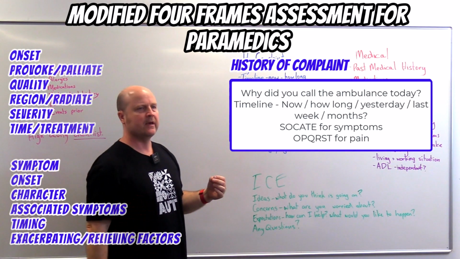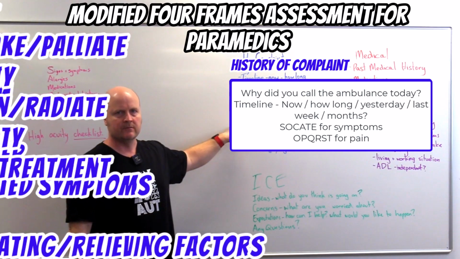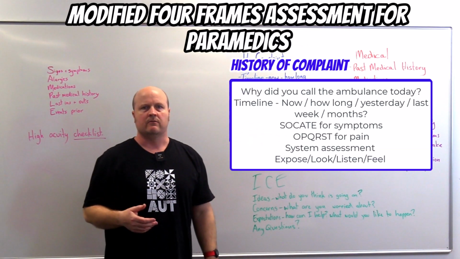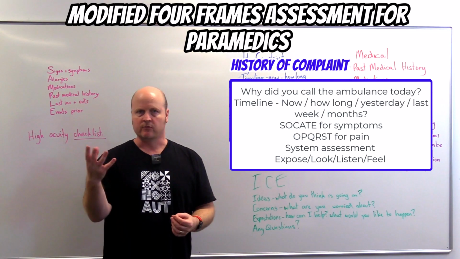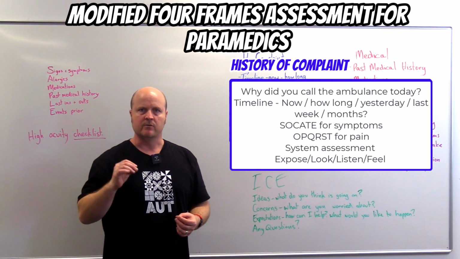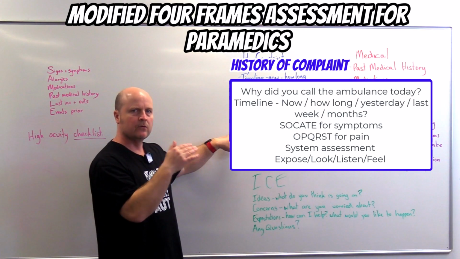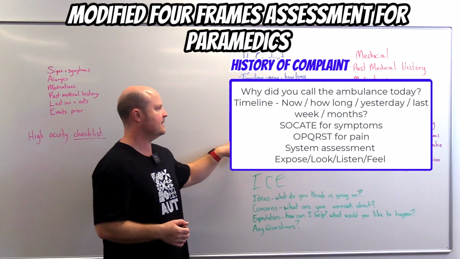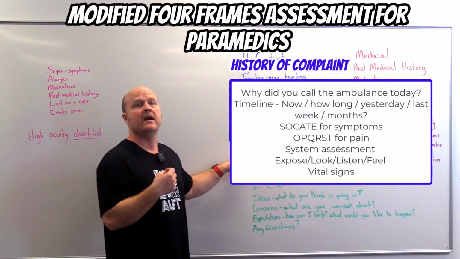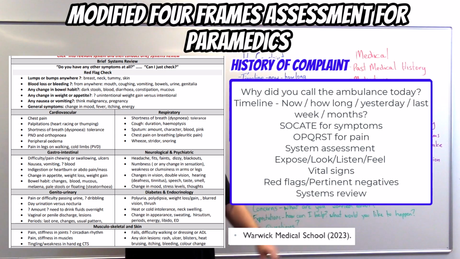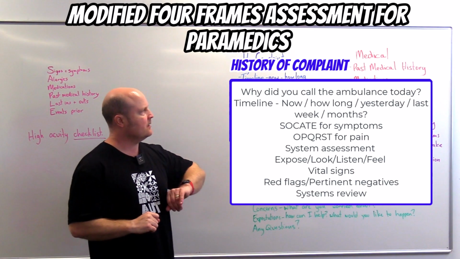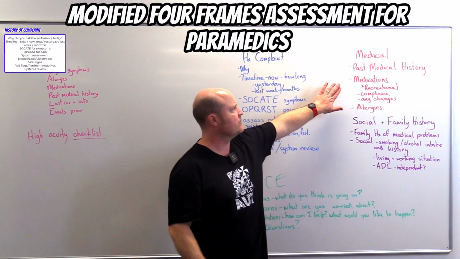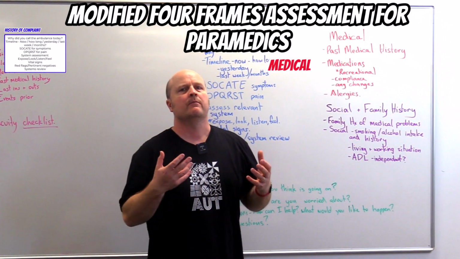Then, once we've got some information, we can dive into that relevant system. For example, our cardiovascular or our respiratory system, our neurological system, and go through and do that assessment. We're going to follow an expose, look, listen, feel. And during this time, we're also going to collect our vital signs. Then we're going to look through our red flags and a system review of what other systems might be causing the problem. Frame 1.